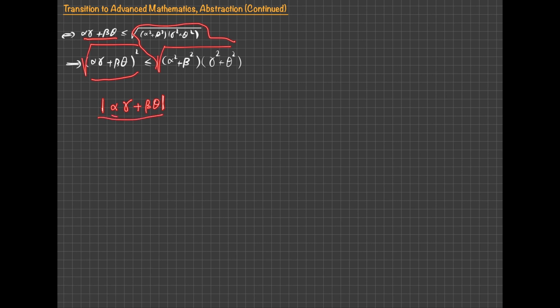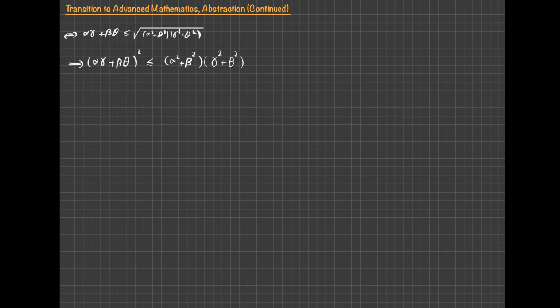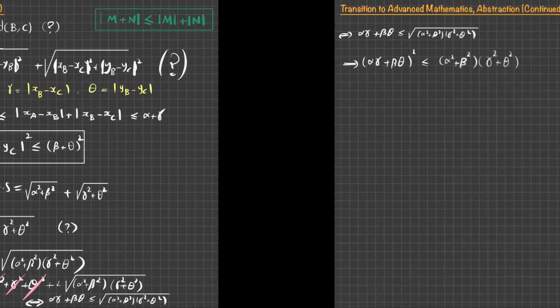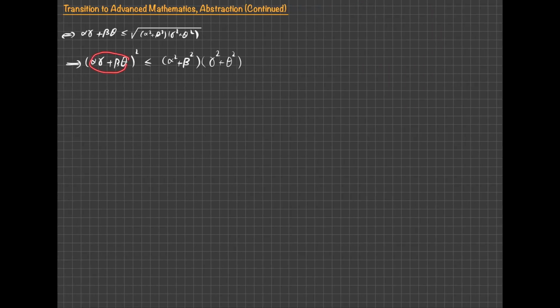Why? Because if I go back to the definition of my alpha, beta, gamma, and theta, I realize that all of them are non-negative. Why is that? Let us go back. Alpha, beta, gamma, and theta are the outputs of absolute value. So alpha is non-negative, beta is also non-negative, and so on. So this means that this expression is non-negative. So yes, this step is also reversible.